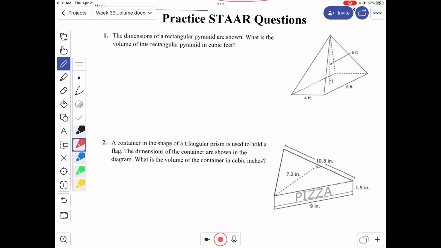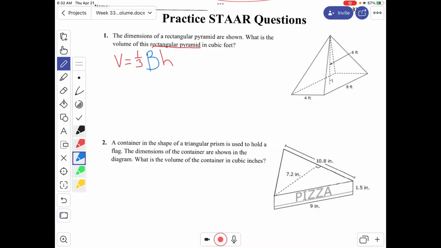First, you're going to need the formula for a rectangular pyramid. And if you look at your formula sheet, that formula is 1/3 area of the base times the height of the pyramid.